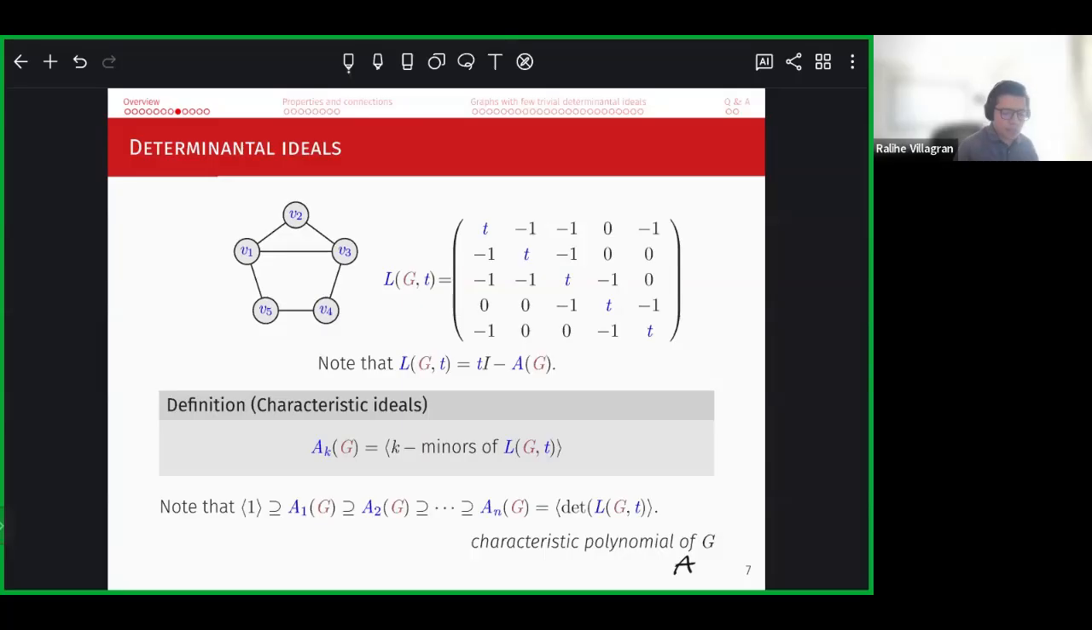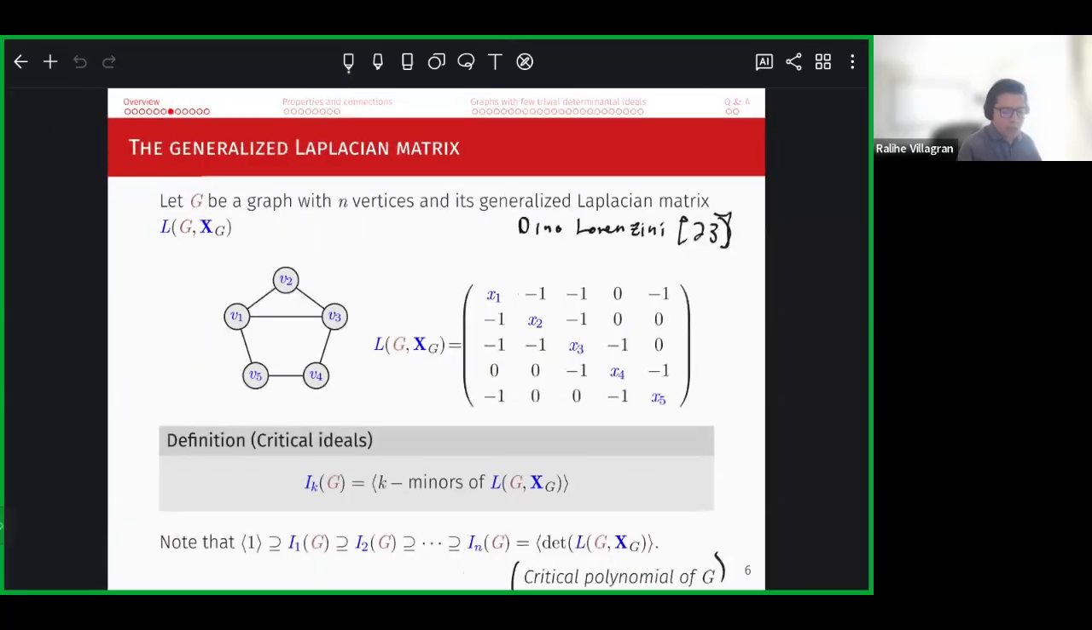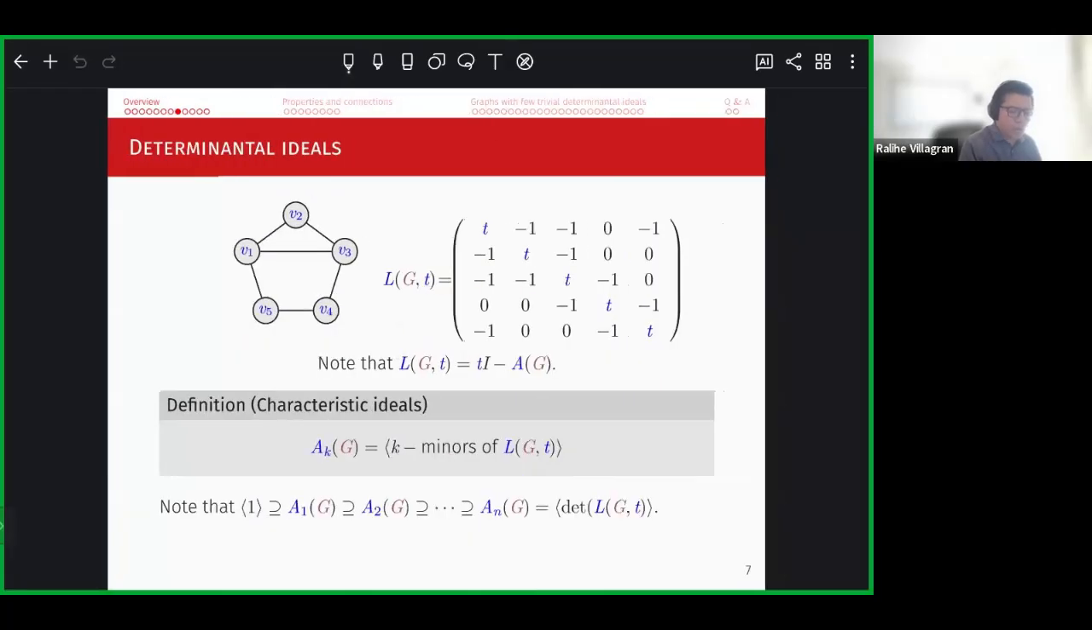So for instance, one fact is that if two graphs have the same critical ideals, then they are isomorphic, because this critical polynomial is very strong. Actually, on the critical polynomial, we can see if one edge is there or not. So that gives us that it has to be unique for each graph. And if we have the same characteristic polynomials for two graphs, then in particular, we know they have the same spectrum because they have the same characteristic polynomial.